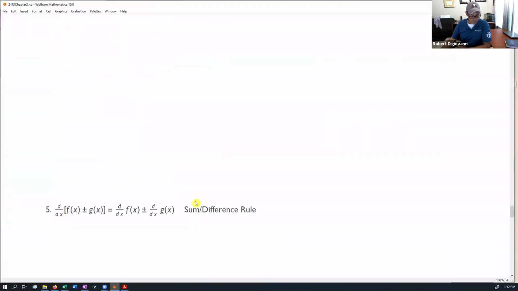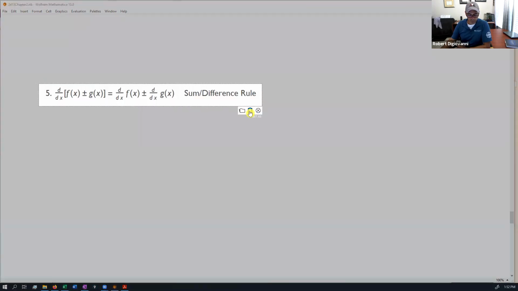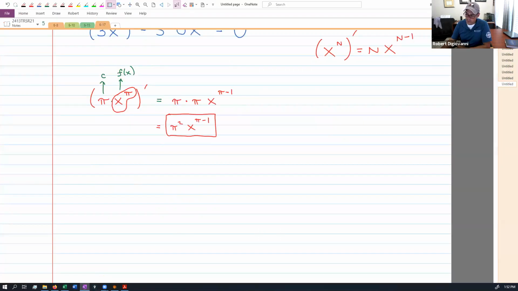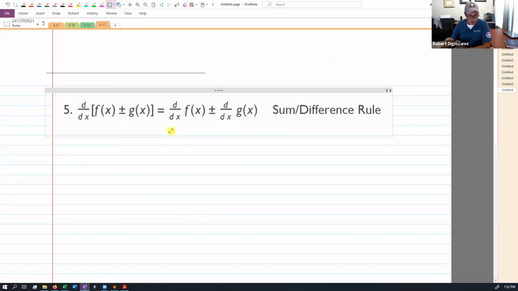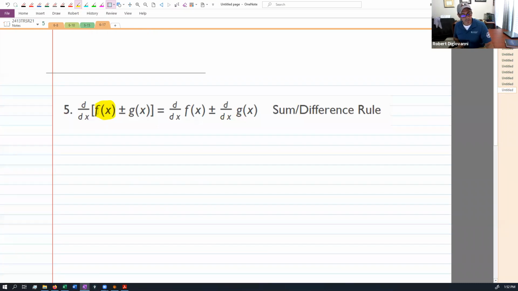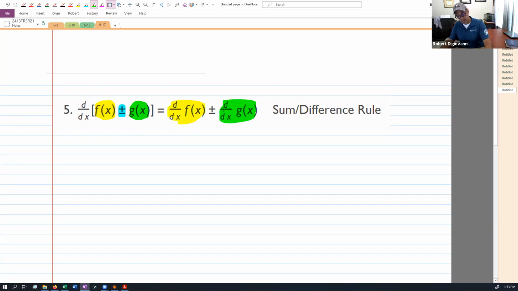Next one, the sum and difference rule. This is a really nice rule. This rule says that let's say you want to take the derivative and you've got some function of x and you're adding or subtracting from it some other function of x. So you have two things together through addition. This rule says that you are allowed to split this up and do the derivative of each one of them separately and then add or subtract the answers together.